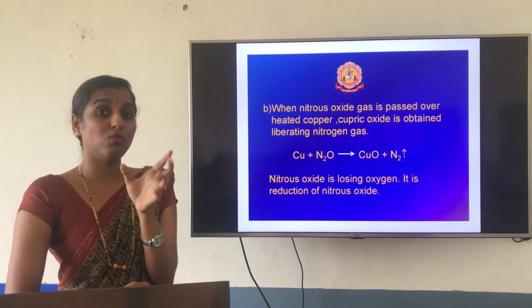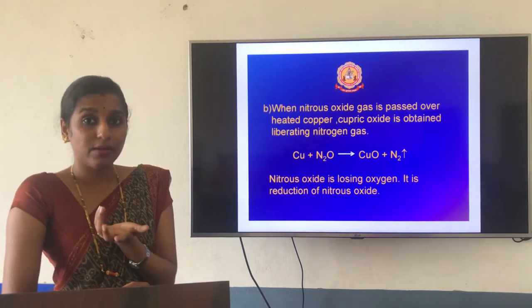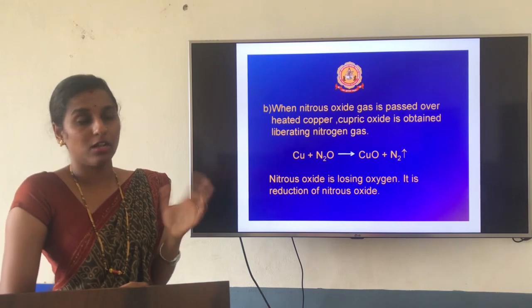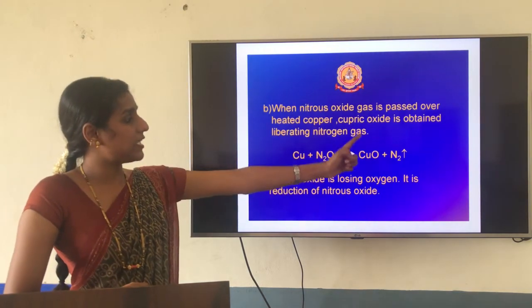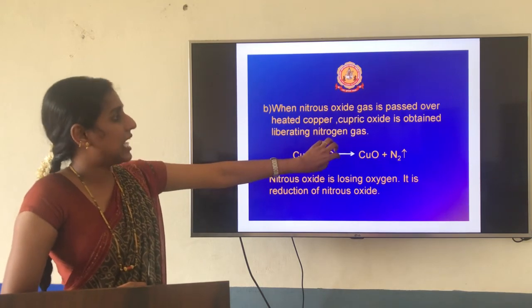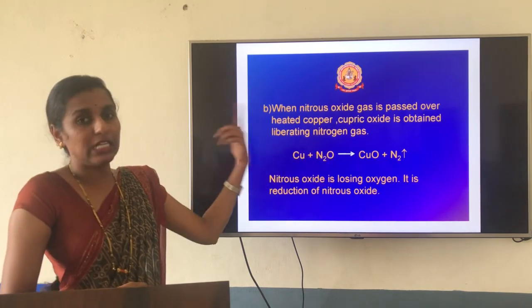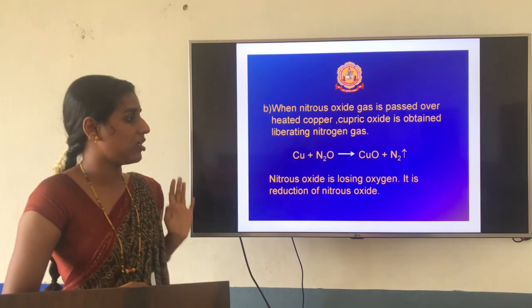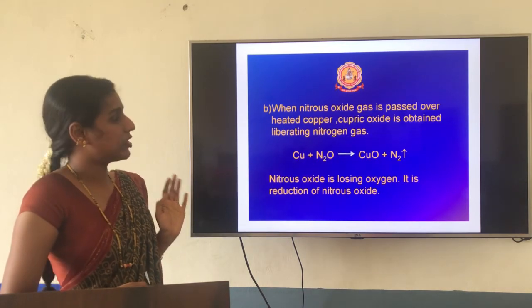So what is the concept where oxygen is removed? That is nothing but reduction. So removal of oxygen, wherever it takes place, we are going to call it reduction. So from this nitrous oxide, oxygen has been removed to get nitrogen, so we are going to call it reduction.